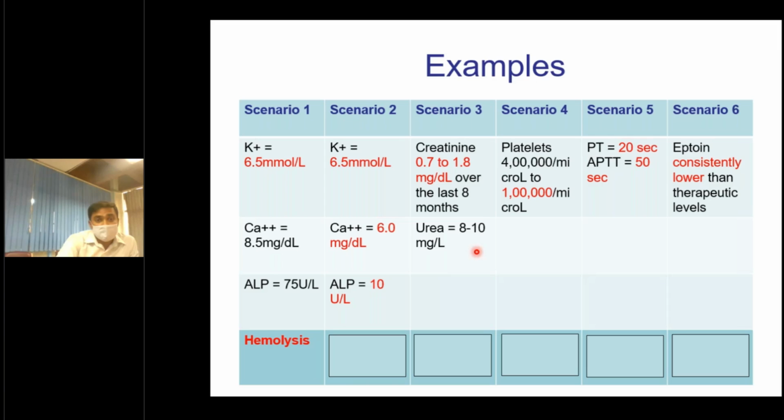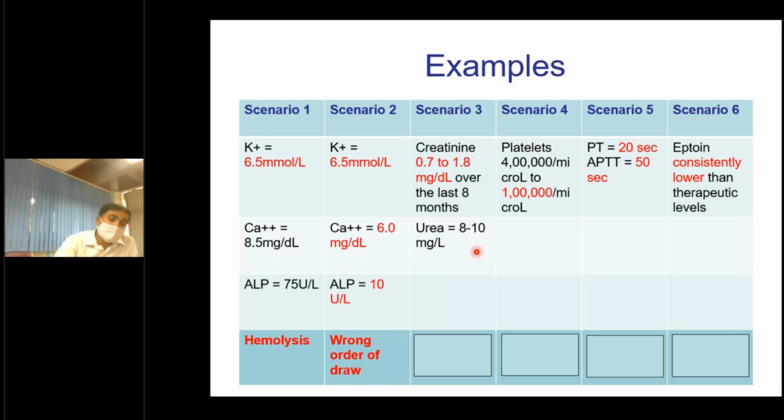In scenario 2, as it says, the potassium is high, calcium is low, and alkaline phosphatase, which requires magnesium as a cofactor, which is a divalent ion, is also low. So it shows the wrong order of draw. The EDTA sample was drawn before the plain tube.